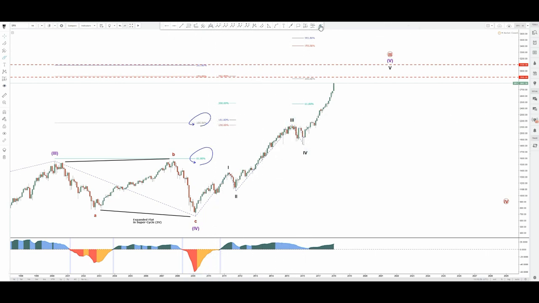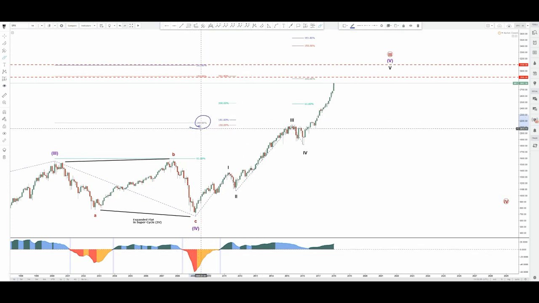Now, the point is that we do have an extension here in 3, basically 161, 150, 50%, caused by this wave 1 and 2. So therefore, the extension in 3, yeah, is indeed valid. So it doesn't look exactly like Dow Jones. That's the point. So everything kind of tends to line up a little bit better.